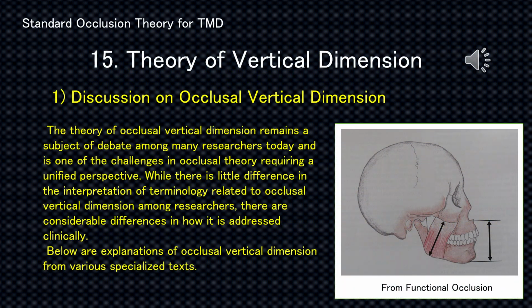1. Discussion on occlusal vertical dimension. The theory of occlusal vertical dimension remains a subject of debate among many researchers today and is one of the challenges in occlusal theory requiring a unified perspective. While there is little difference in the interpretation of terminology related to occlusal vertical dimension among researchers, there are considerable differences in how it is addressed clinically. Below are explanations of occlusal vertical dimension from various specialized texts.